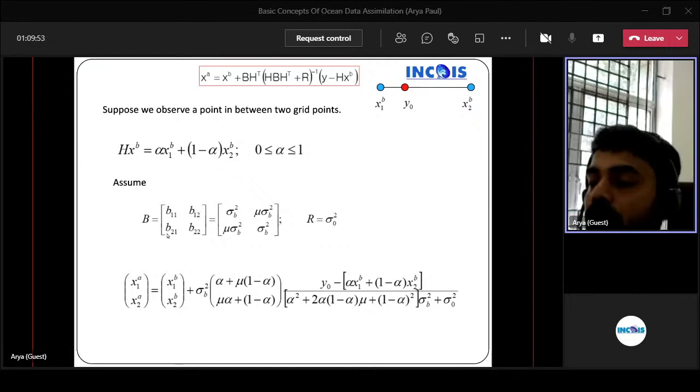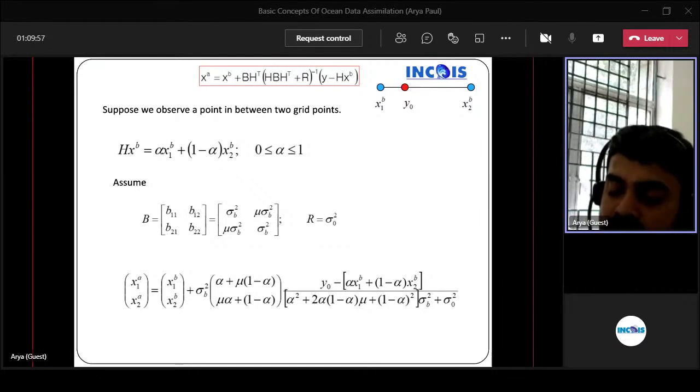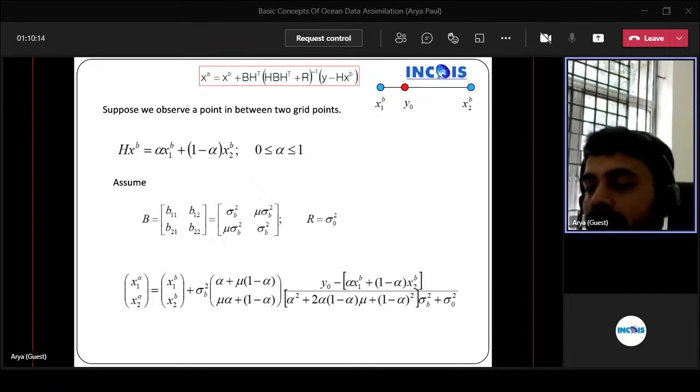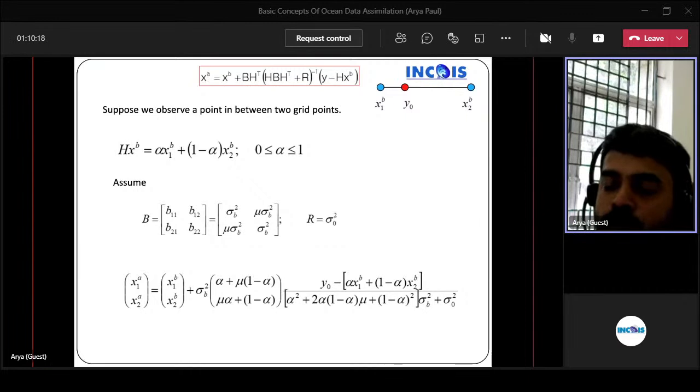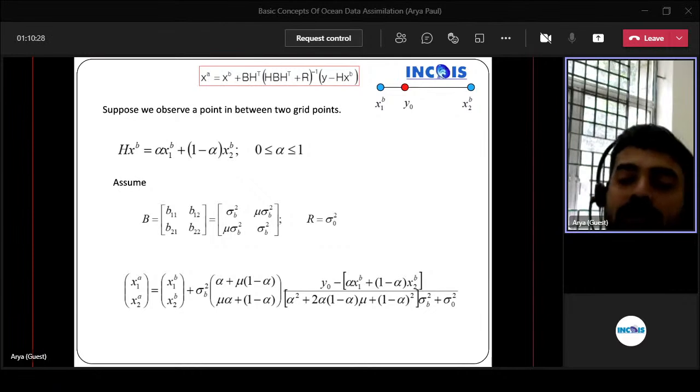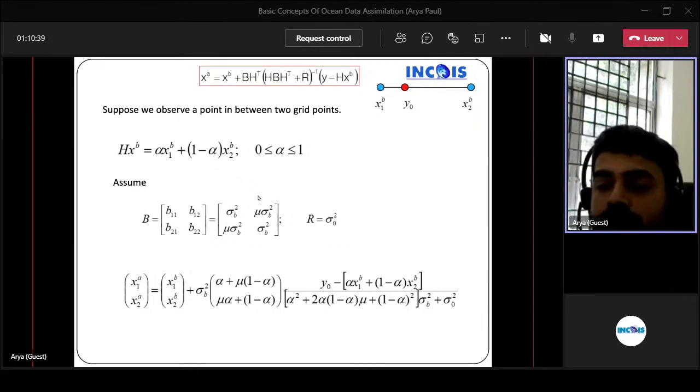So what do B12 and B21 signify? B12 signifies the error correlation of point 1 with respect to point 2. And B21 is the error correlation of point 2 with respect to point 1. These two are identical. The way one affects two is the same way in which two affects one. So that's why your error covariance B is a symmetric matrix. And we assume that sigma B square and mu sigma B square are the elements of this matrix. We'll keep things simple to understand.